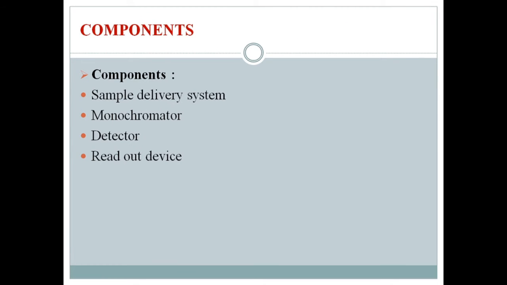Now, components of flame photometer. The first component is the sample delivery system, second is monochromator, third is detector, and the last is readout device. In the sample delivery system, there are three components for introducing the liquid sample. First is the nebulizer. It breaks up the liquid into small droplets.